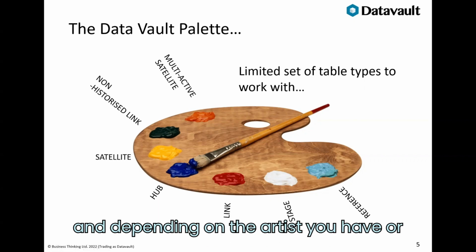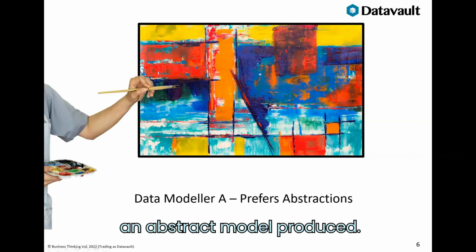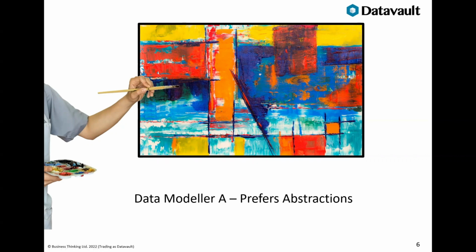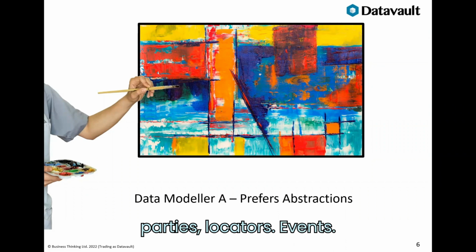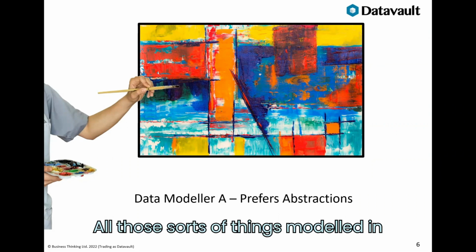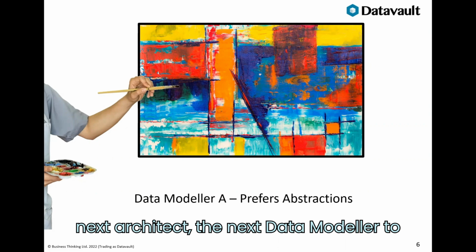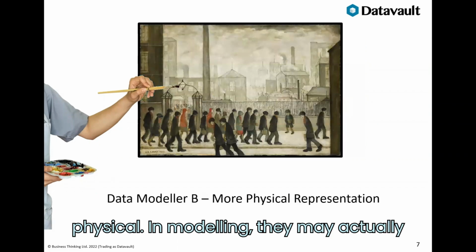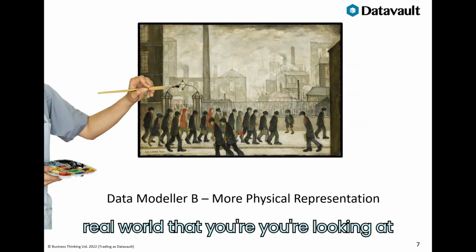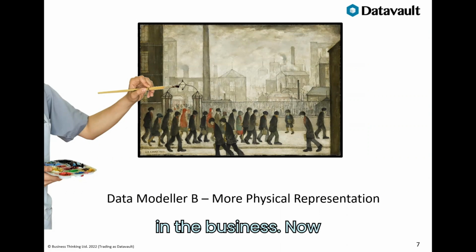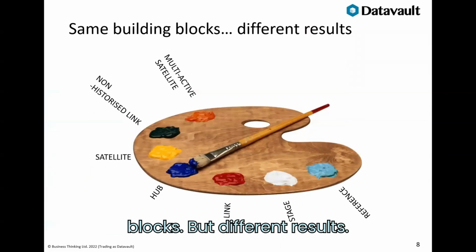And depending on the artists you have or the data modeler at work, you might have an abstract model produced. So they work at the high end of abstraction. You'll have parties, locators, events, all those sorts of things modeled in your diagram. The next architect, the next data modeler to come along, they might be a bit more physical in modeling. They may actually use objects that you can relate to in the real world that you're looking at in the business. Now, it's interesting because you've effectively got the same building blocks, but different results.